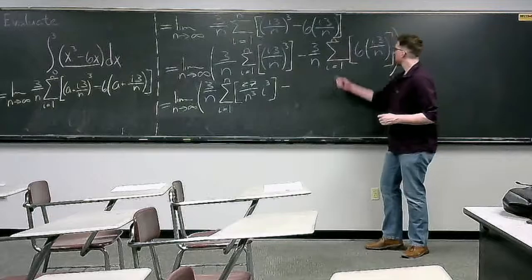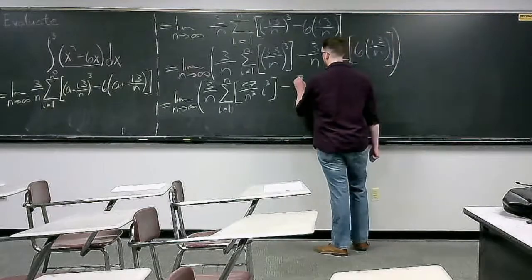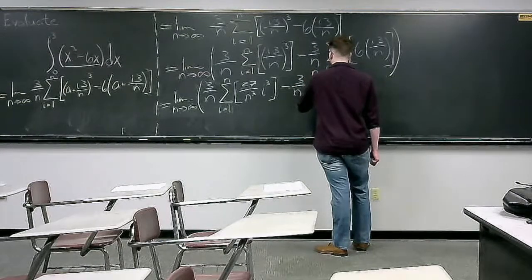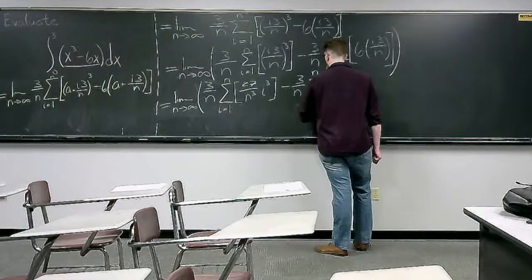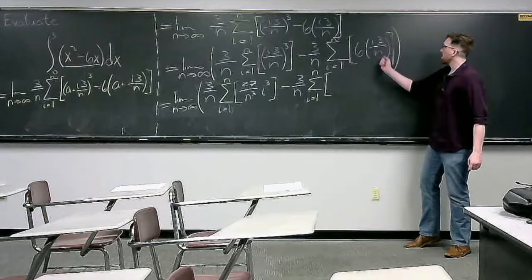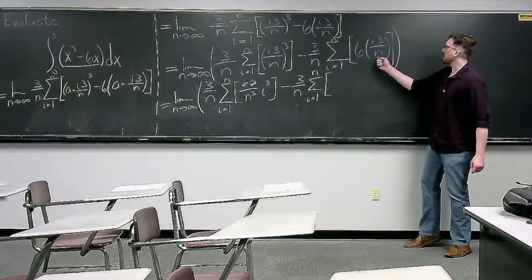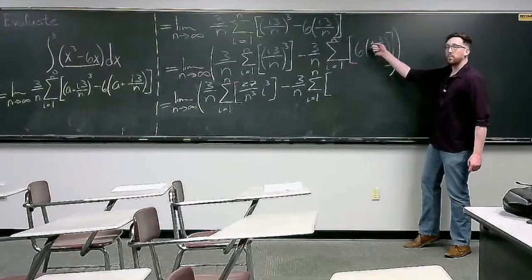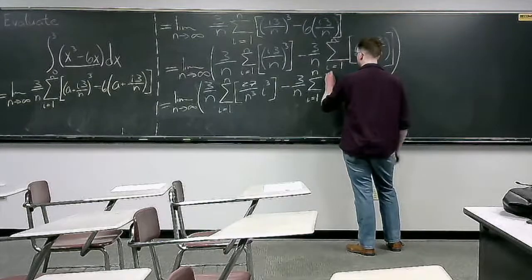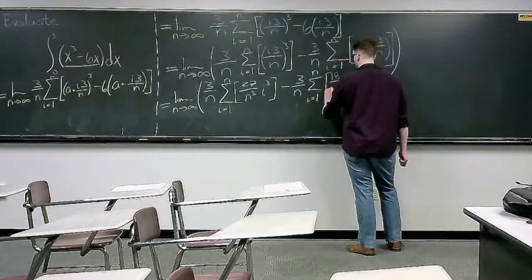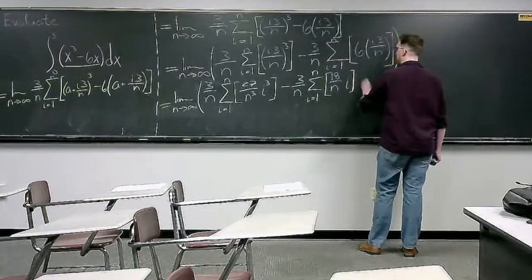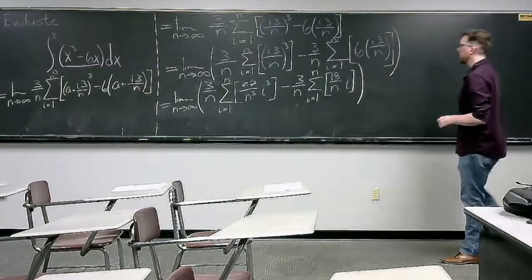And of course, we're going to subtract all of this from it as well. That's 3 over n times the series from i equal to 1 up to n of 6 times all of this. Well, 6 times all of this is just going to end up being 18 over n times i, right? So we're going to write it as 18 over n, all that times i, close our square bracket, and then close our parentheses.